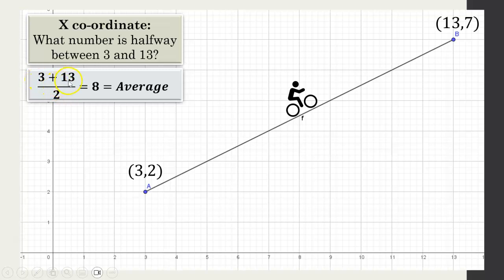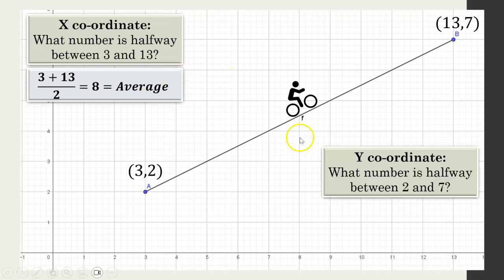Because 3 plus 13 divided by 2, that's the halfway point between 3 and 13, and that's 8. But that's what we call the average. So do you remember, if you want to find the average of two numbers, that's just finding the halfway point between two numbers. So we can do the same thing for the y coordinate.